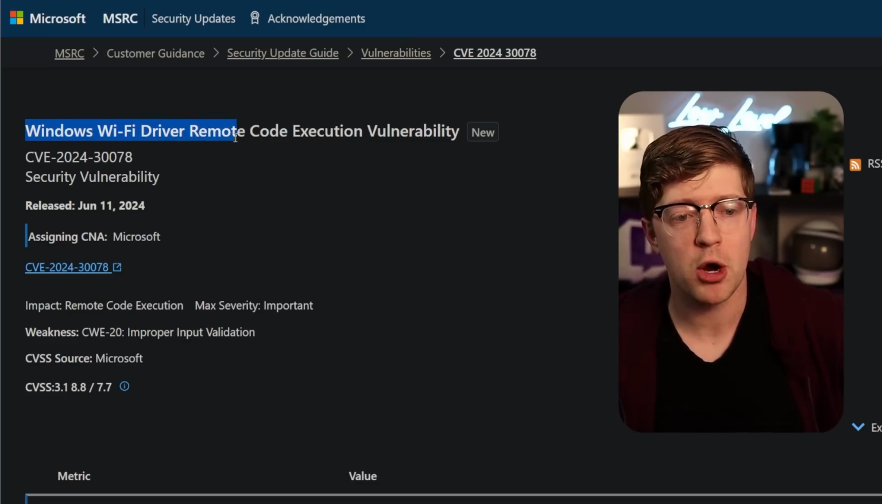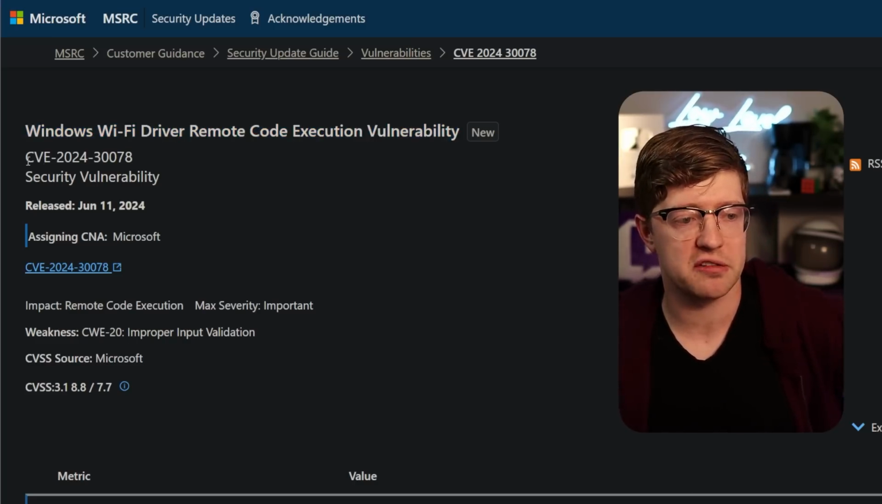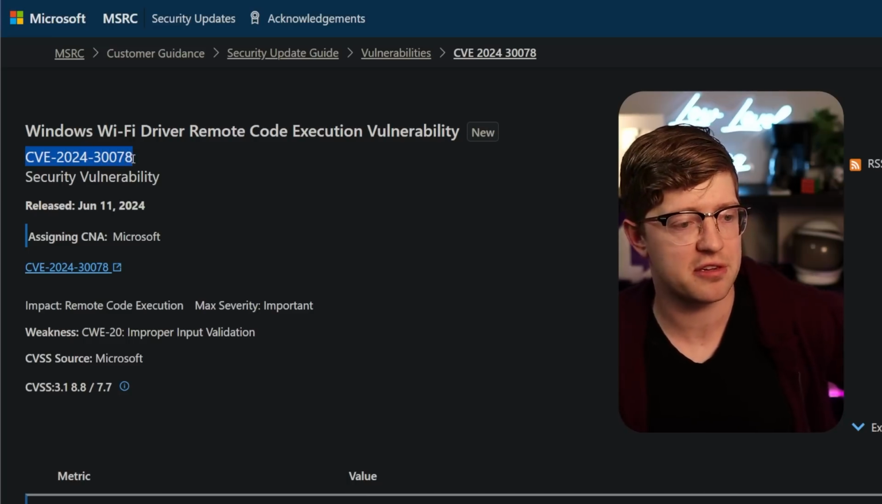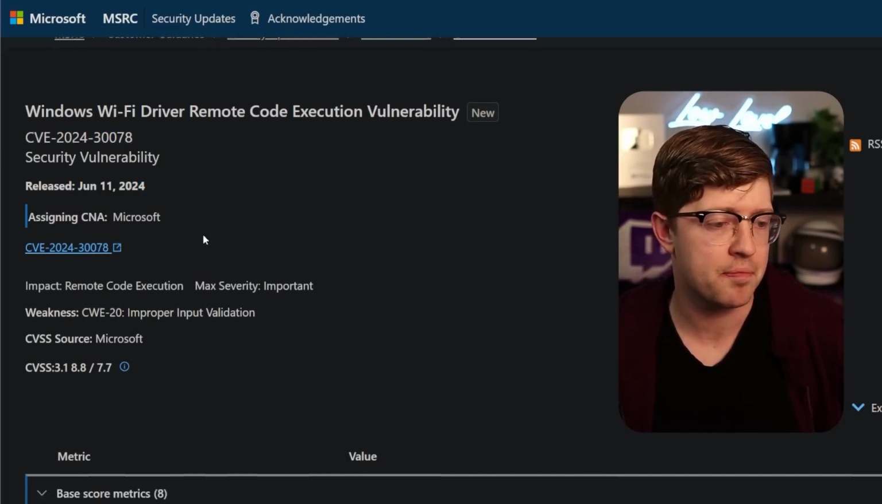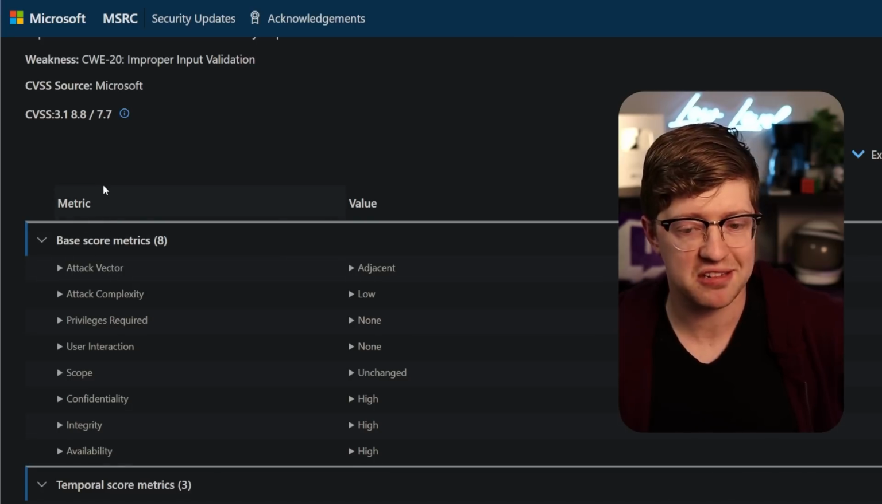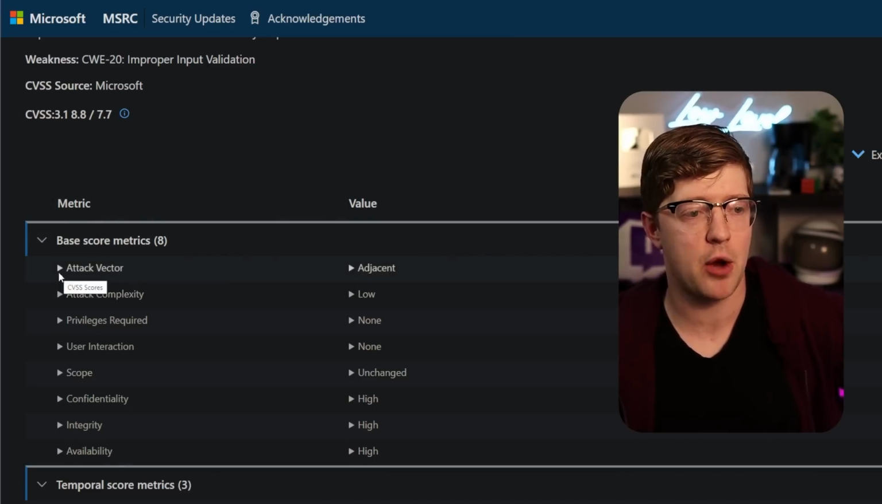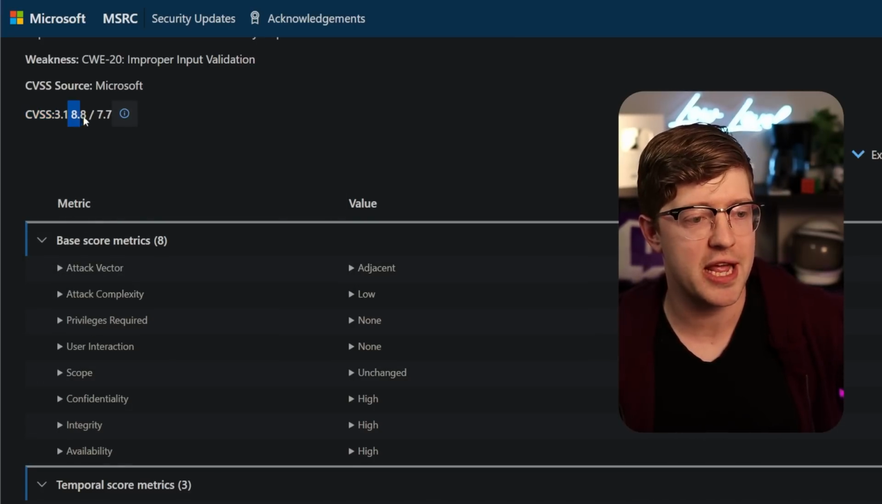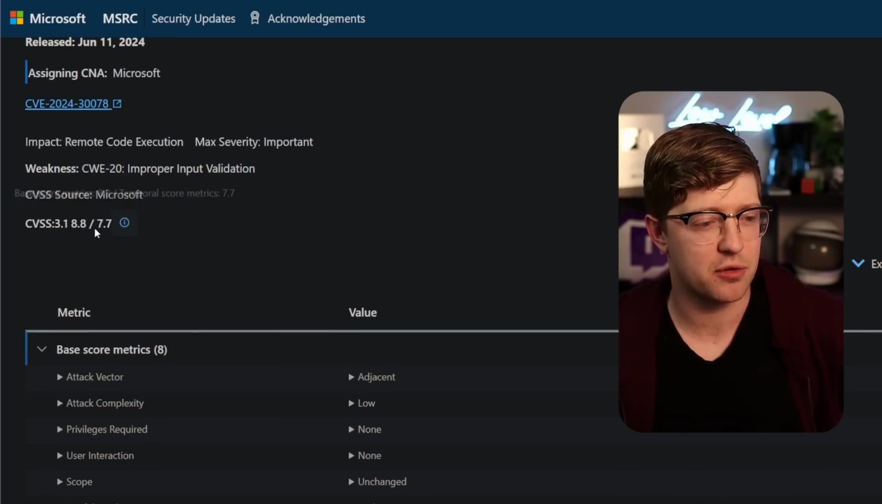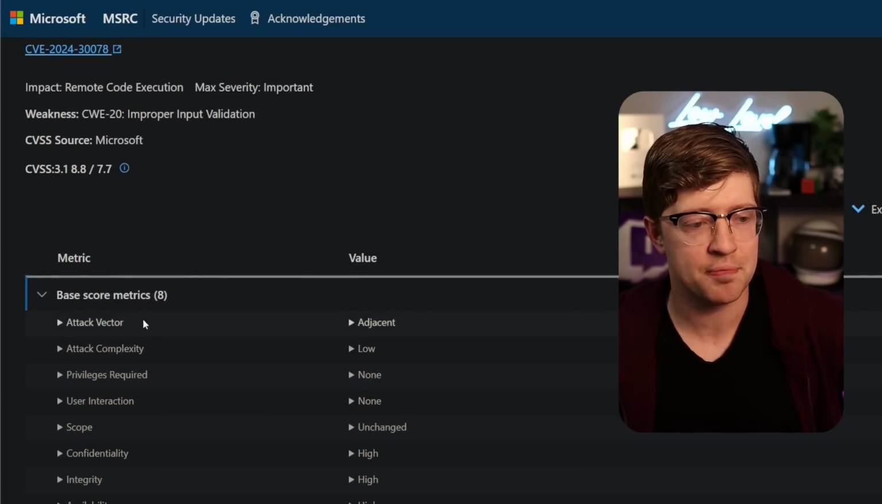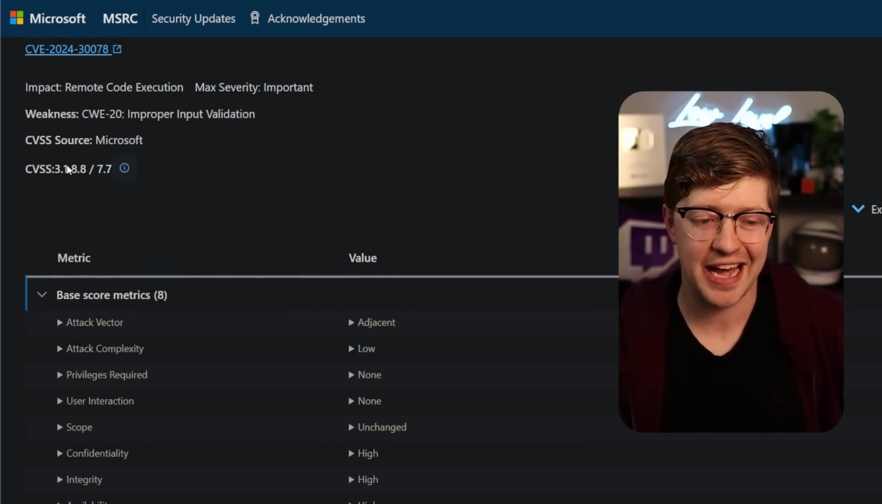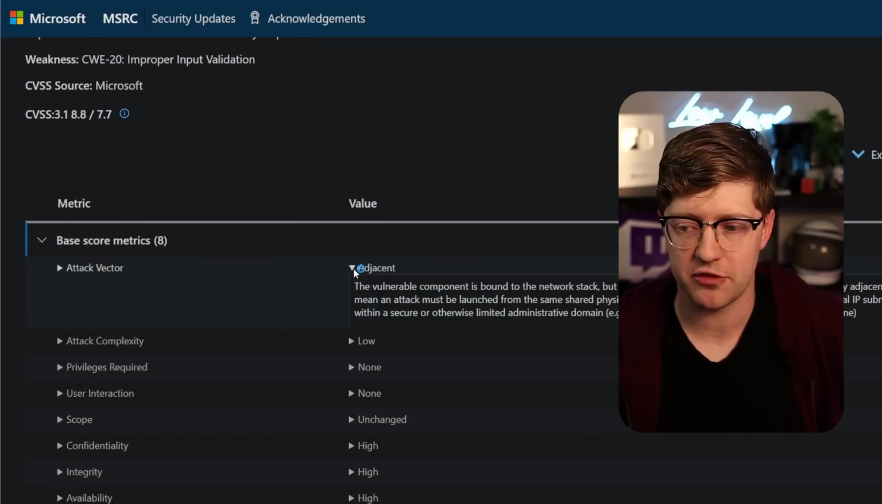The Wi-Fi driver remote code execution vulnerability, known as CVE-2024-30078, was released a few days ago. All we really have here are these basic metrics that define how we get this CVSS score, which is an 8.8 out of 10. There's also a second variant that says it's a 7.7. I think the reason that it's not a full 10 out of 10 is that the first part here says we have to be adjacent.